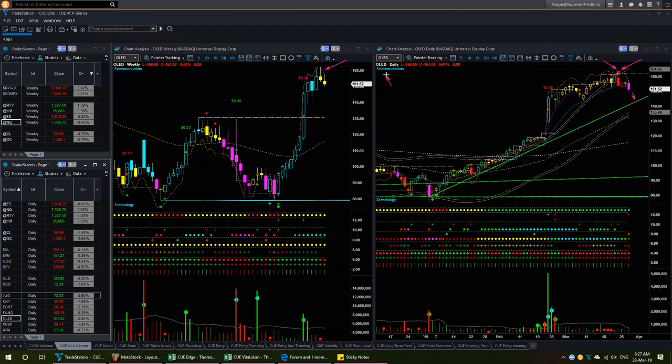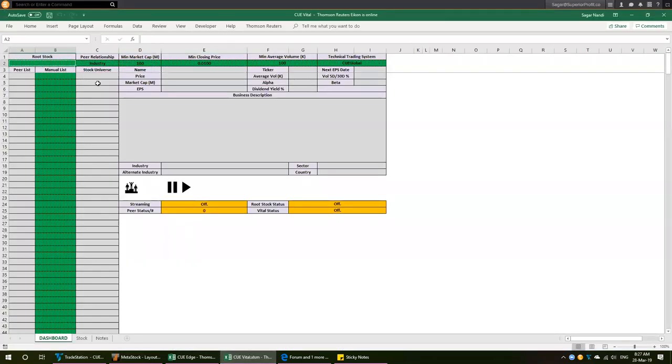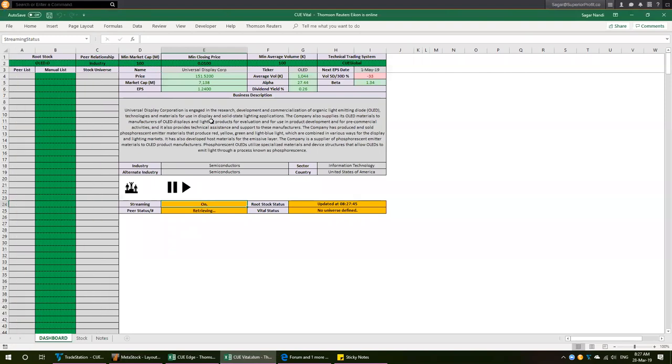OLED, it is in semiconductor industry. This gave a valid headwind reversal short setup on Friday last week. Let's check OLED's fundamentals. In CUE Vital, we can type the stock symbol, Reuters symbol, and click the play button. Now streaming is on.